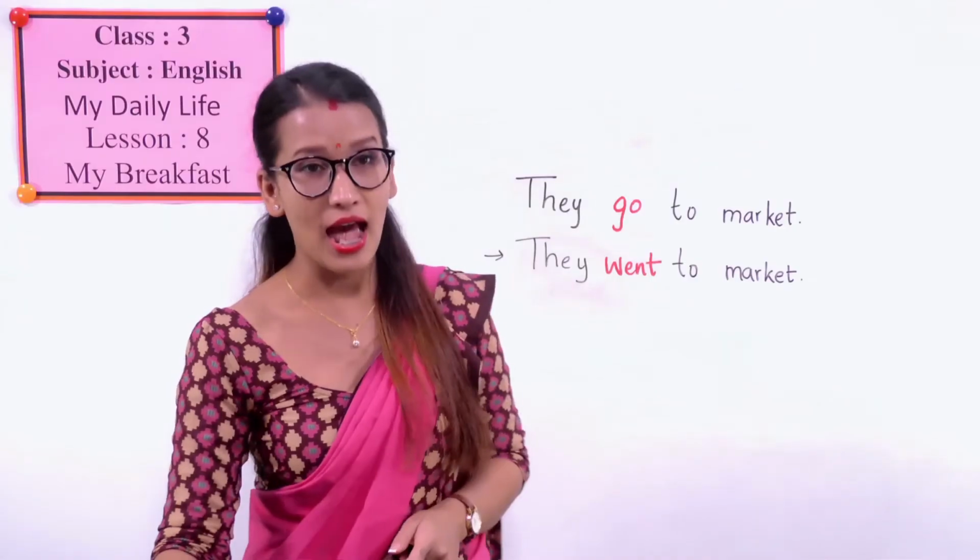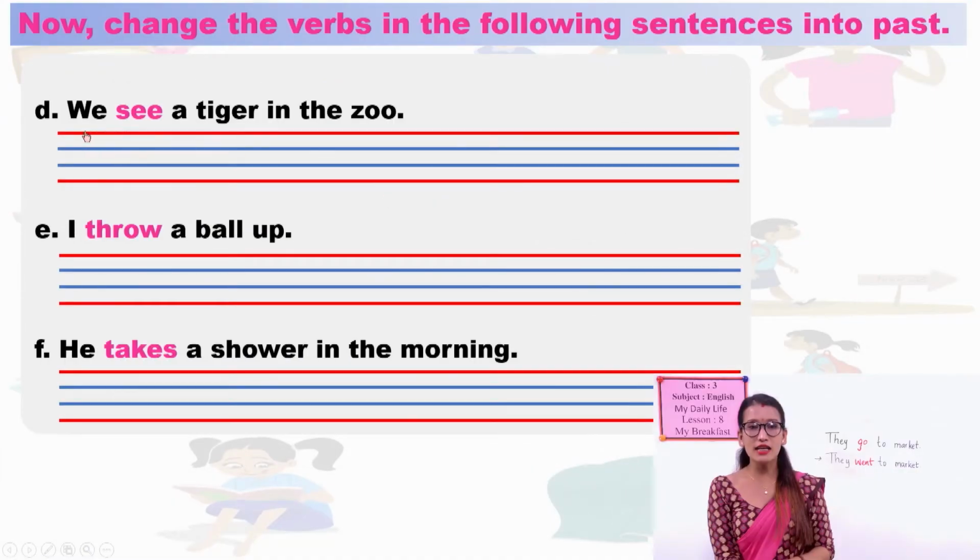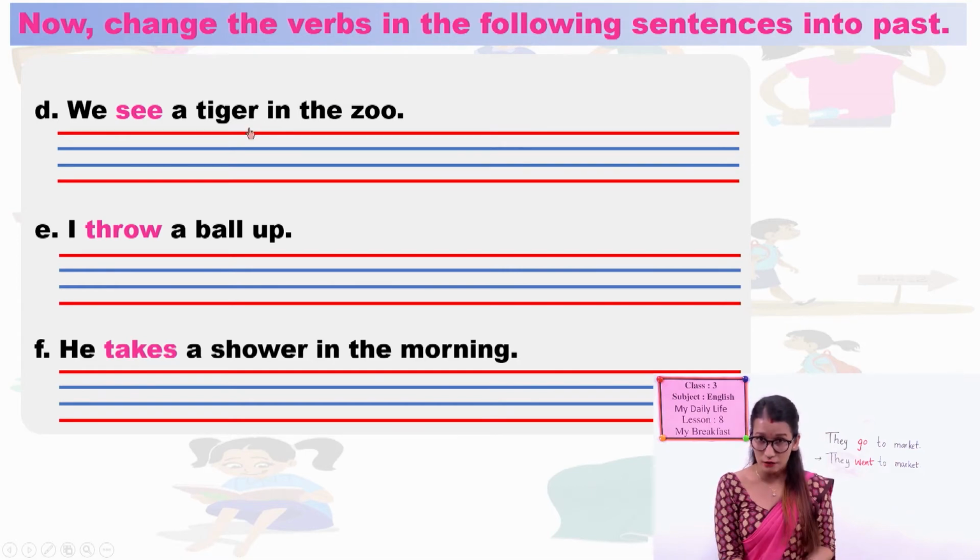Can you do it in this way? Yes. Okay. Excellent. Now here, look here. Here are other sentences also. I request you all to read the sentences carefully and change the verbs and rewrite the sentences in your book. Can you do that? I have taught you many times how to write on four line.